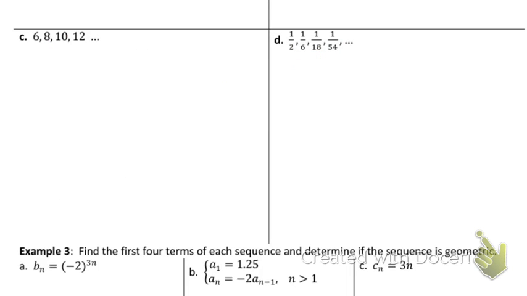Okay, C. If you tried to set this up, I always do my arithmetic check first. I check to see if it's arithmetic. It just makes sense, because if you find the ratio, it'd be 8 over 6, and 8 over 6 times 8 doesn't give me 10. You should always check to see if it's arithmetic first, because this one is, in fact, arithmetic.